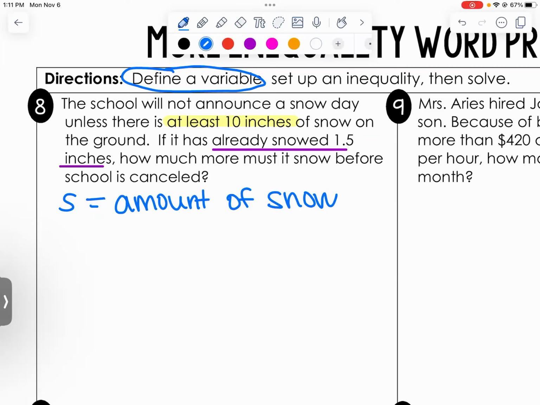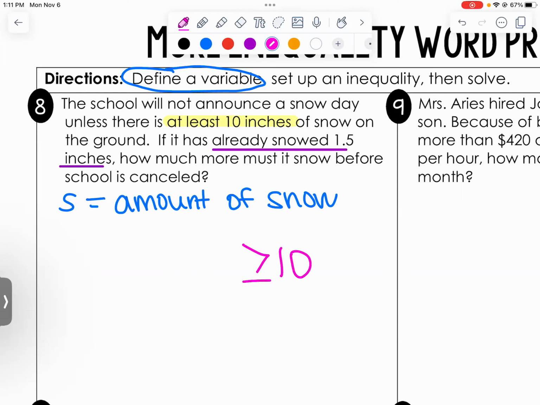All right, now let's go back to the phrase that gives us our inequality. Peyton, at least 10. What does that mean? So I'm going to go to my inequality and write that. At least 10 means greater than or equal to 10. Are we going to have to solve these? Okay.